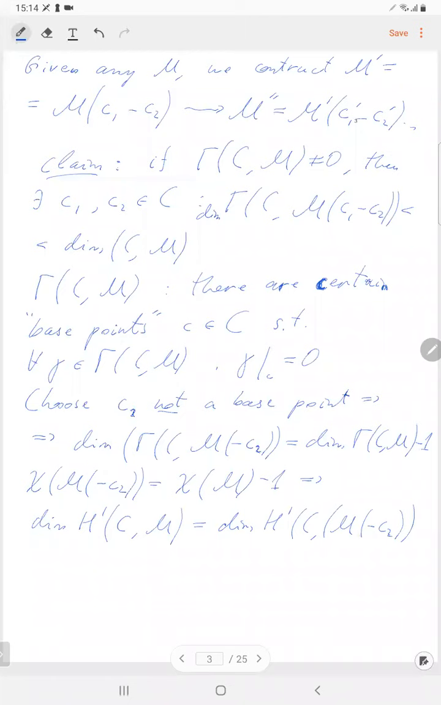But by Serre duality, the first cohomology of C with coefficients in M is dual to the zeroth cohomology, to the global sections of C with coefficients in M dual tensor the canonical class, and the same for C2.